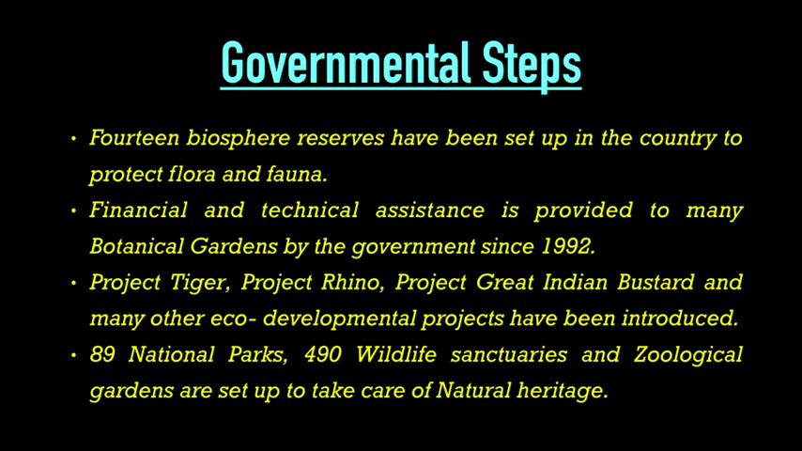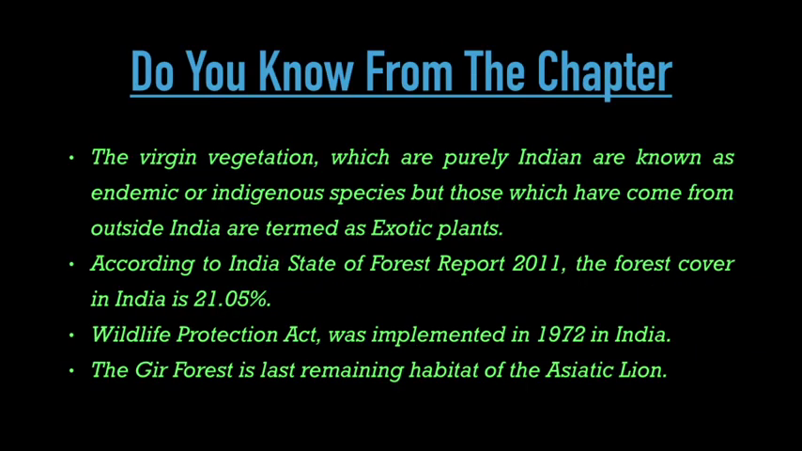So, governmental steps. 14 biosphere reserves have been set up in the country to protect the flora and fauna, meaning vegetation and wildlife. Financial and technical assistance has been provided to many botanical gardens by the government since 1992. Project Tiger, Project Rhino, Project Great Indian Bustard, and many other eco-developmental projects have been introduced. 89 national parks, 490 wildlife sanctuaries, and zoological gardens are set up to take care of the natural heritage of India. Let us see the Do You Know from this chapter.